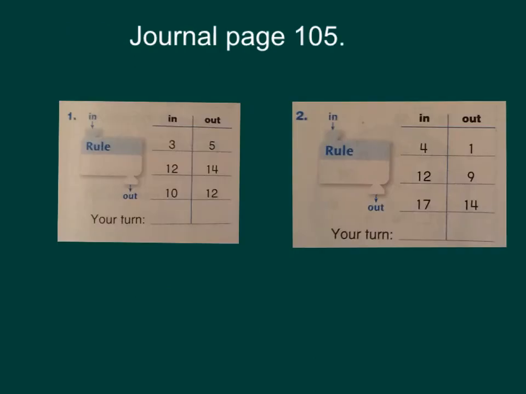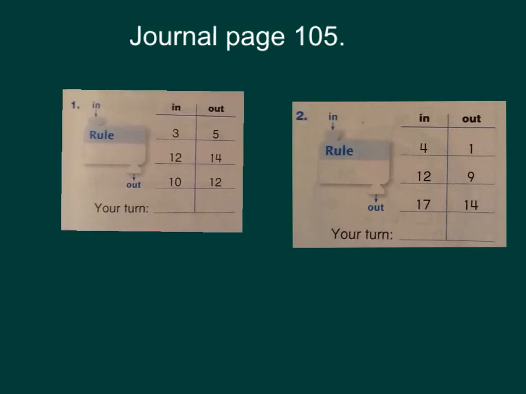Okay, boys and girls, let's open up to page Journal 105. Now you can have the option to work with the teacher, or you can work on this independently. If you notice on number 1, we're going to need to find our rule first. So in order to do that, we need to look at our in number. Our in number is 3, and then our out number is 5. So by looking at that, we know the number goes up, so our rule is going to be a plus. We need to figure out how much.